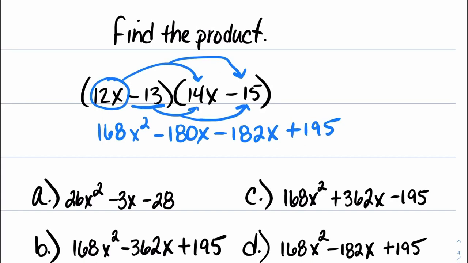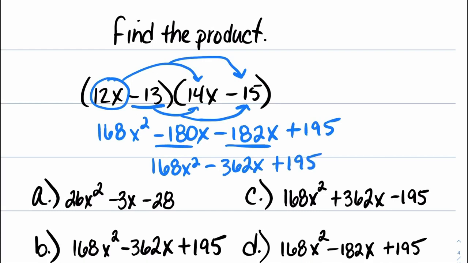My next step would be to combine my like terms in the middle. Bring down the 168x squared. Negative 180x minus 182x is negative 362x. And then bring down the plus 195. That looks like answer choice B, as in boy.